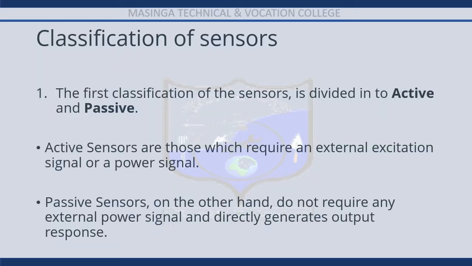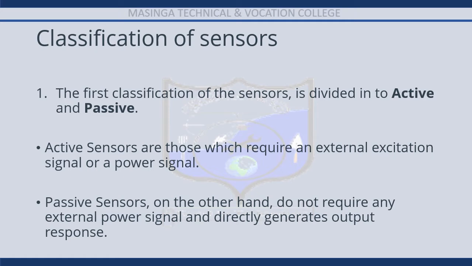Next, we will have a look at the classification of sensors. Sensors are classified according to different criteria. Now, the first criteria we're going to look at is active and passive sensors. An active sensor requires an external power signal in order for it to function.